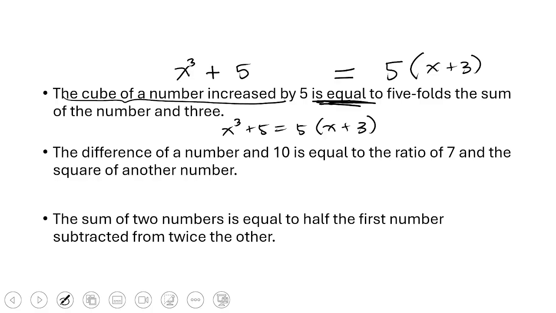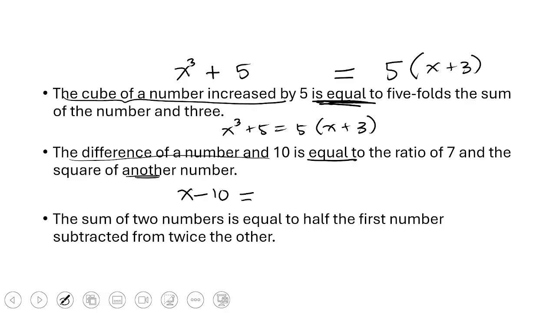So we have that. Next, we have the difference of a number and 10 is equal to the ratio of 7 and the square of another number. By use of the word another, we know that there are two numbers in this sentence. So we have here the equal to parts. Let's now tackle the first part, the left-hand side, the difference of a number and 10. Difference, we are doing subtraction. And what are we subtracting? A number and 10. So we simply write x minus 10.